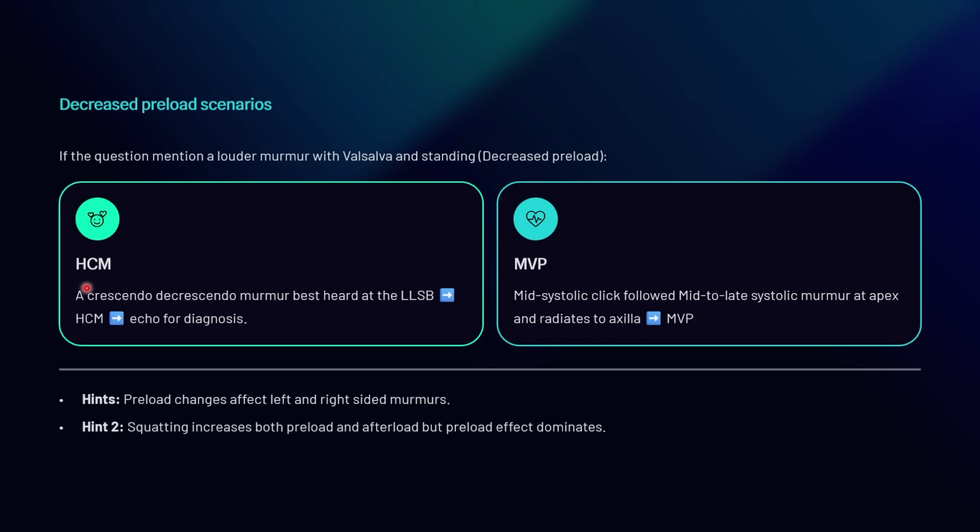Of course, the clinical picture will decide: a young patient with a decrescendo murmur best heard at the left lower sternal border. And here there is a mid-systolic click followed by a mid to late systolic murmur. The click is classic for MVP.